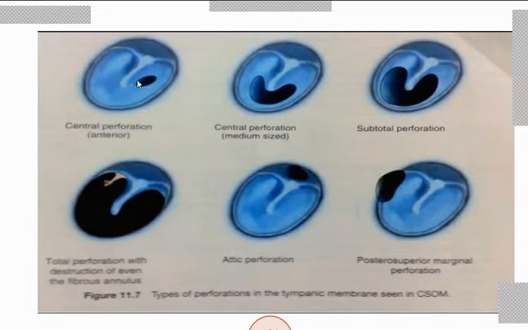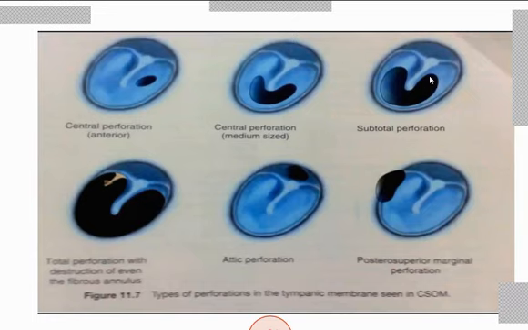In this case, there is a central perforation, as there is tympanic membrane all around the perforation, and it is present in the pars tensa, so we call it a central perforation. And this is in the anterior quadrant of the pars tensa. This is a central perforation again. This is a medium-sized perforation involving the anterior and posterior quadrants of the pars tensa.